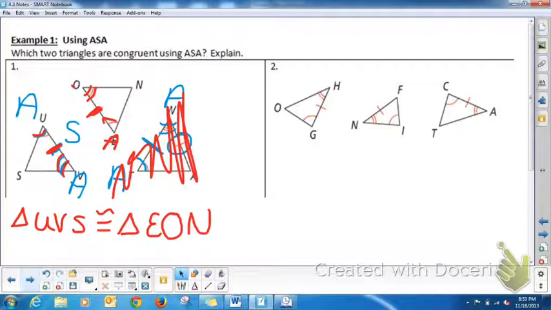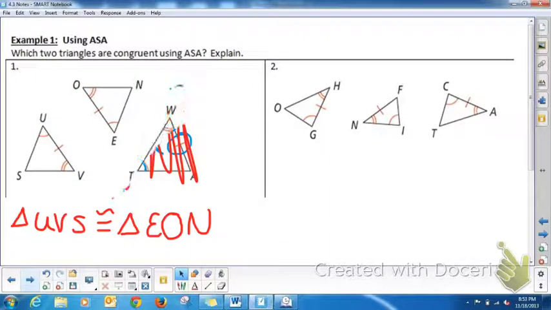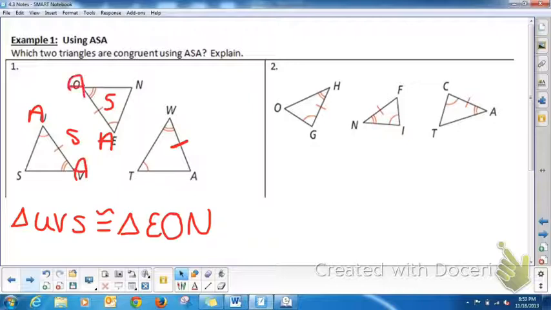So those two triangles are congruent using angle side angle, because I have two pairs of corresponding angles and the included side. Again, if you take a look at this third triangle, this side is not included, so it doesn't match the other two. So I have angle, side, angle. It has to be a pair, a match. So using angle side angle, these two triangles are congruent.